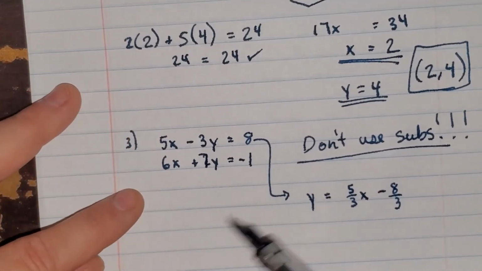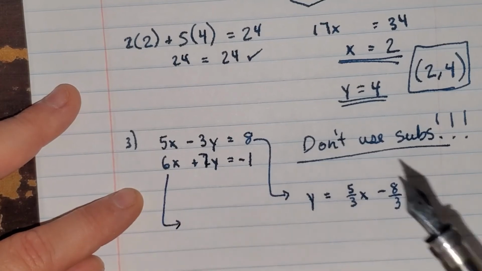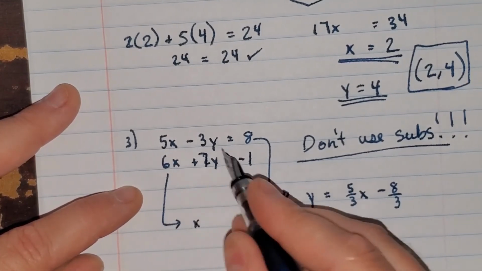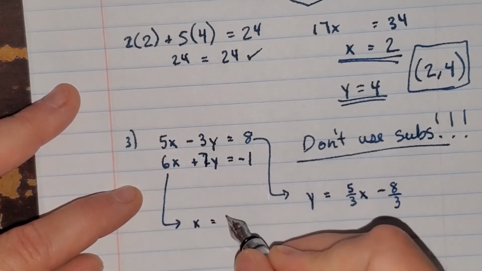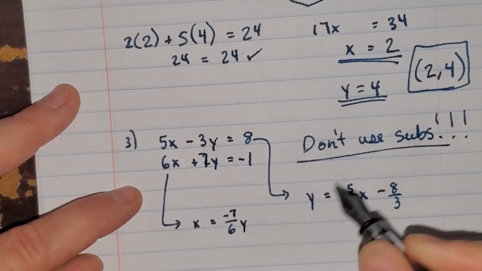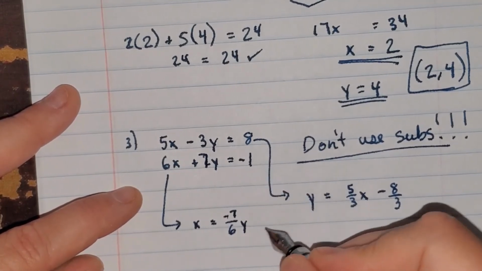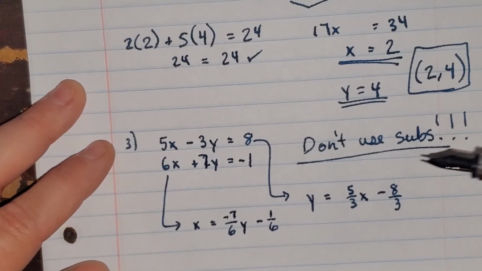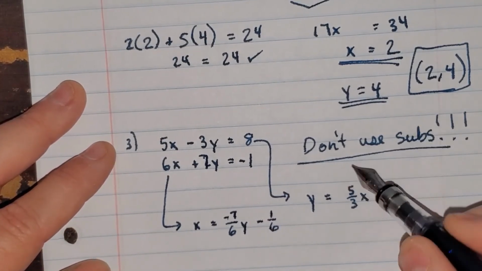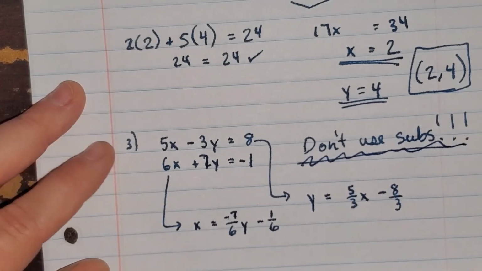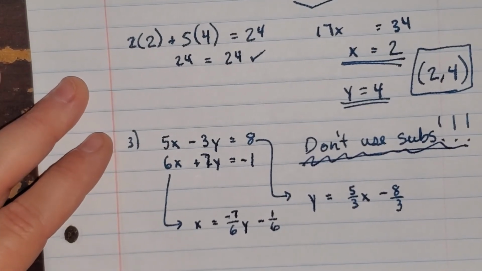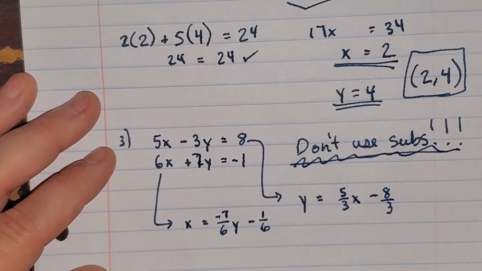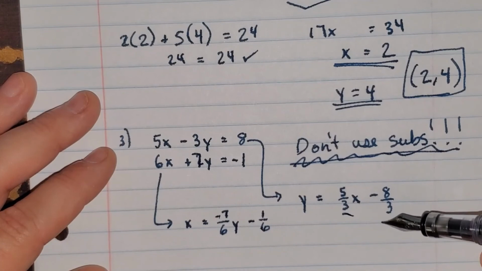You say, okay, well, what if I do this one instead? Okay, well, let's solve this one for x. So you're going to move this over. It'll be negative 7. You're going to divide it by 6. So you get negative 7/6 y. And then you'll divide this by 6. So you get minus 1/6. Same thing happens. So if this happens, don't use substitution. I'm going to make a different video on the other method. That's going to be the method that tends to be my favorite because I don't end up with fractions.